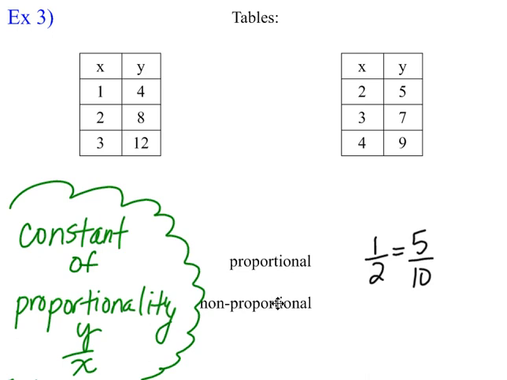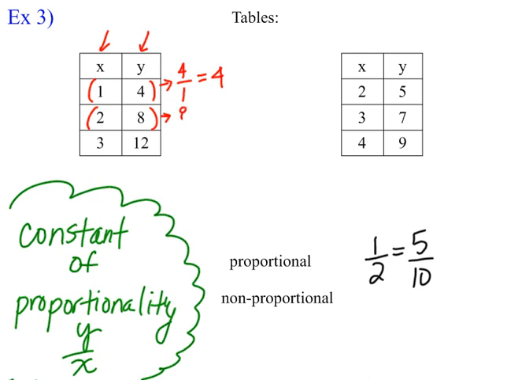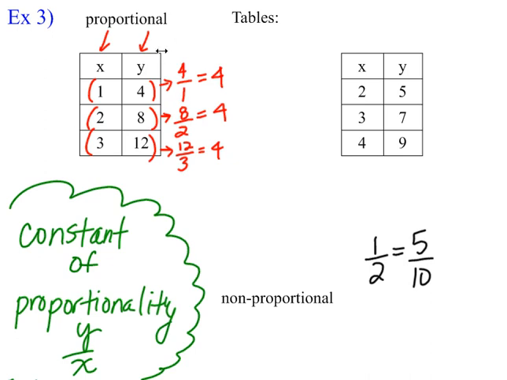So here I have two tables. One is proportional and one is not proportional. And the best way is to evaluate the constant of proportionality. So we're going to take a look at the y and the x values as an ordered pair. This first one, if I take 4 and divide it by 1, that equals 4. If I take the second pair and do 8 divided by 2, that also equals 4. And the same is true for 3 and 12. If I take 12 and divide it by 3, it equals 4. Since I get the same number all the time, it is constant, we can say the constant of proportionality exists for this table of values, so therefore it's proportional.